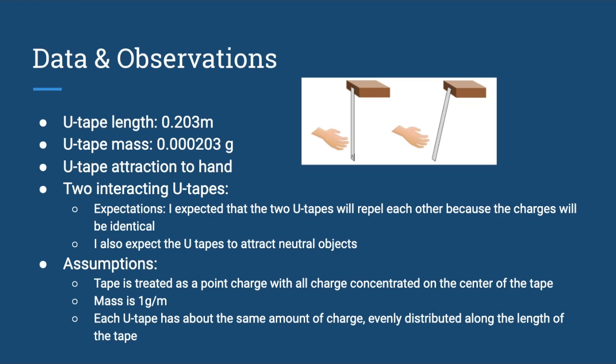So here's my data that I got from the lab. I found the U-tape length as close to 20 centimeters as I could, and I used the assumption that the mass is 1 gram per meter to get an estimation for the mass. I noticed that the U-tape did attract to my hand, and my expectations were proven. I expected that the two U-tapes would repel each other because they have identical charges, and that they would attract neutral objects.